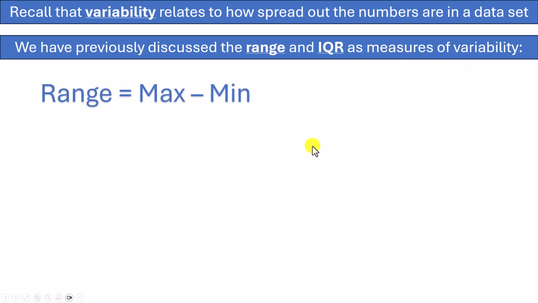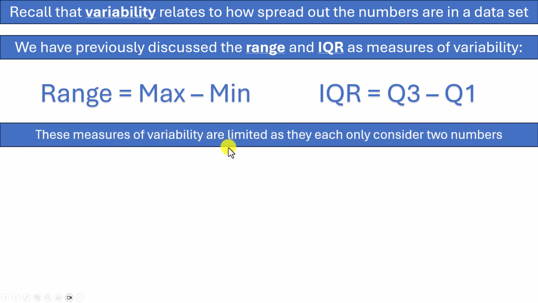The range is simply the maximum minus the minimum, which measures the distance from the smallest to the largest value in your dataset. The IQR, or interquartile range, is the distance between the third quartile, or 75th percentile, and the first quartile, or 25th percentile. You can think of the IQR as the range of the middle half of your dataset, which is also the length of the box in the box plot.